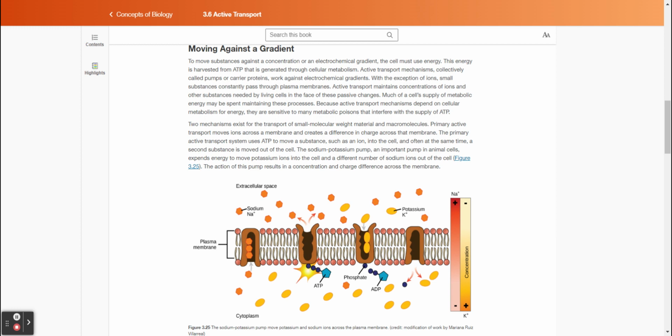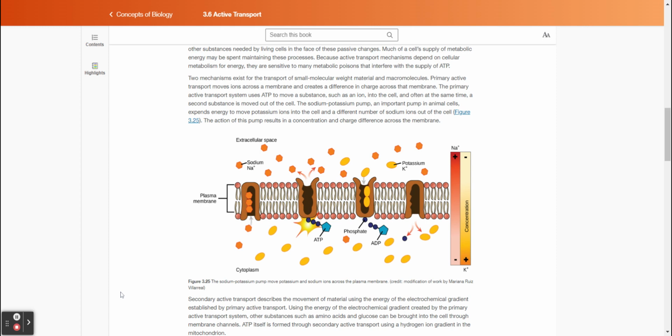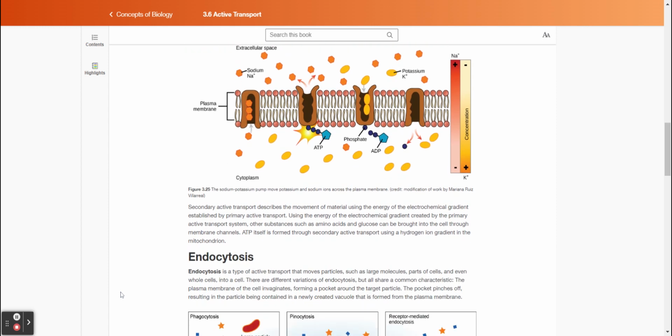The primary active transport system uses ATP to move a substance, such as an ion, into the cell, and often at the same time, a second substance is moved out of the cell. The sodium-potassium pump, an important pump in animal cells, expends energy to move potassium ions into the cell and a different number of sodium ions out of the cell. The action of this pump results in a concentration and charge difference across the membrane. Figure 3.25. The sodium-potassium pump moves potassium and sodium ions across the plasma membrane.